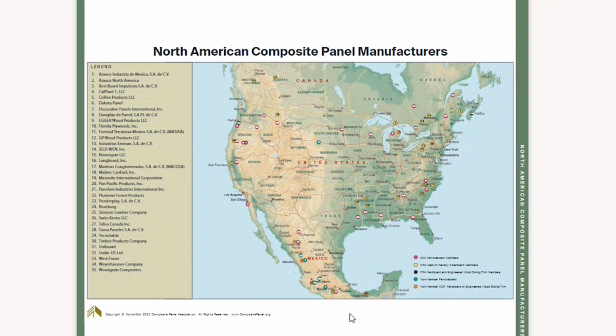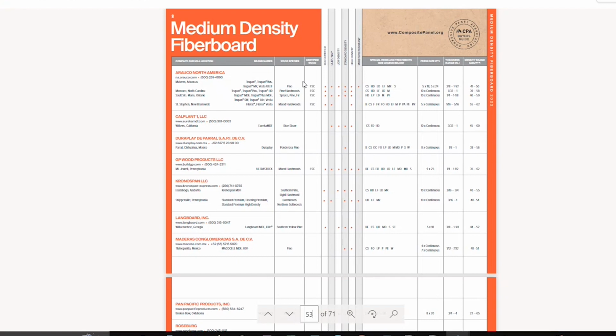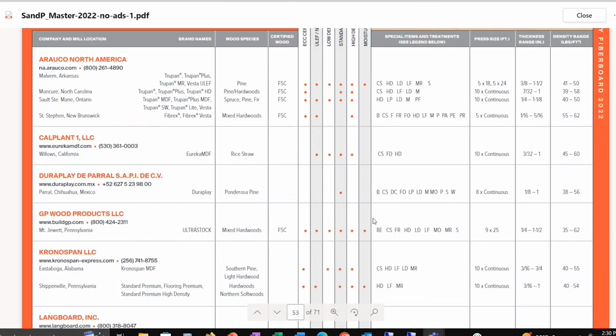While product availability is always a concern, we also need to consider how we will build a truck or rail car to bring the product in, as well as lead time and minimum quantity from the mill to run an item. Starting on page 53, you will find information related to specific mills. I'm going to go to page 53 here. And as you can see, the first one is going to be Araco, and it breaks it down by brand names, wood species, certifications, special items and treatments, press size, thickness range, and density range. Just to give you a little bit clearer look at that.